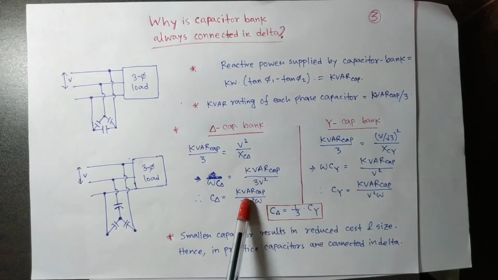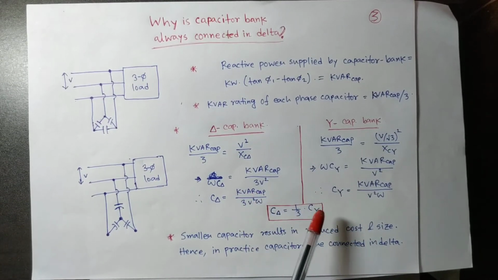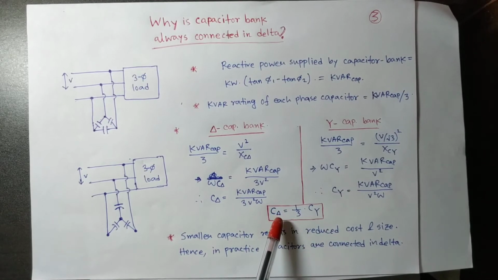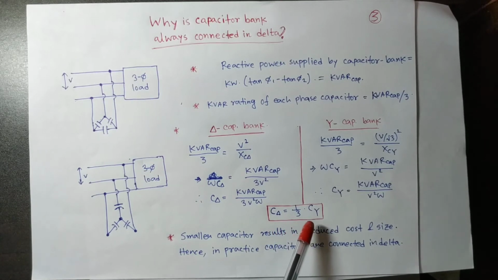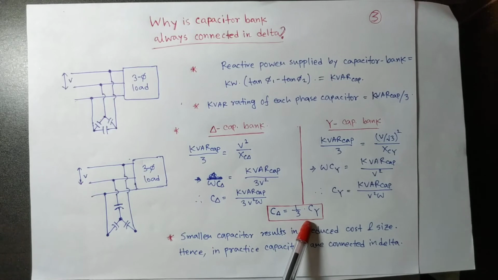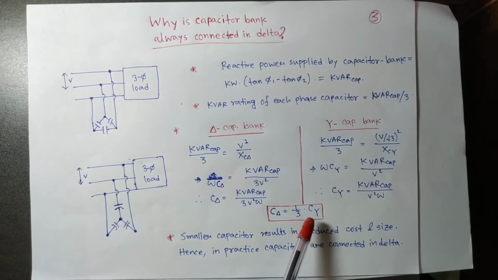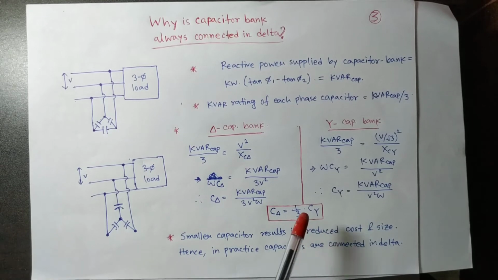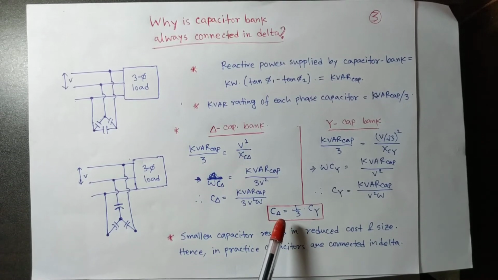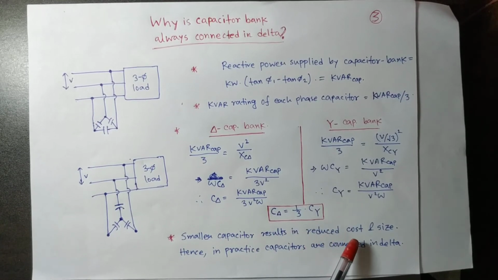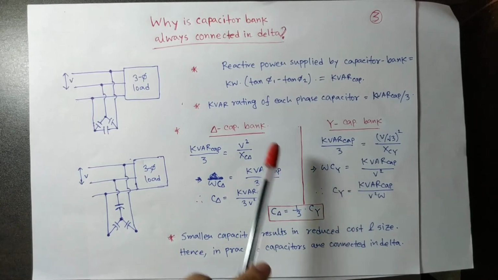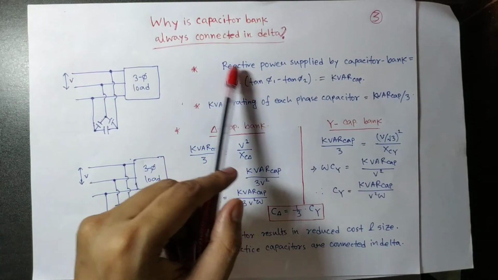So if you observe these two expressions, you will see that C delta, that means the capacitor value in case of a delta bank, is 1/3 of the capacitor value in case of a star connected bank. So it means that in case of a delta connected capacitor bank the value of the capacitor is smaller. Smaller capacitor means reduced cost and reduced size, right? And that is why in practice capacitors are always connected in delta, and that is the reason I gave the title why is the capacitor bank always connected in delta.